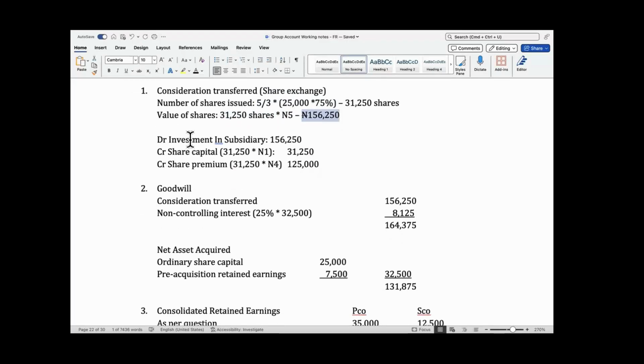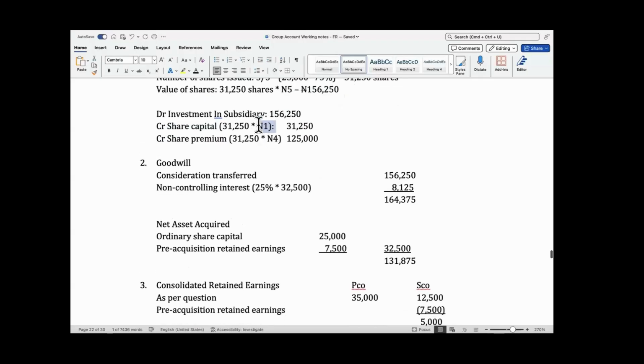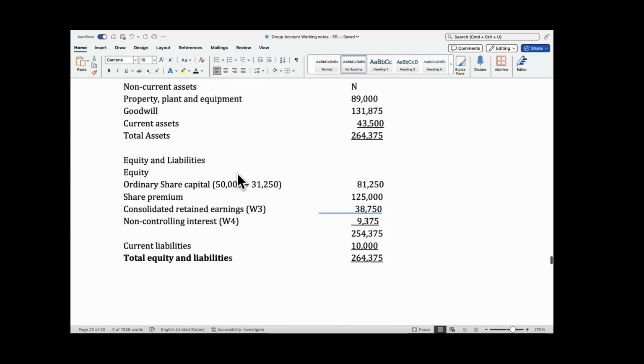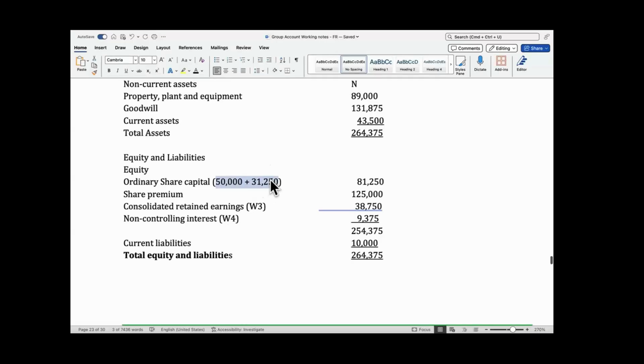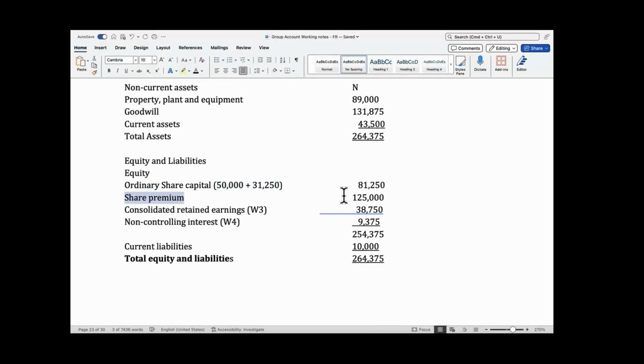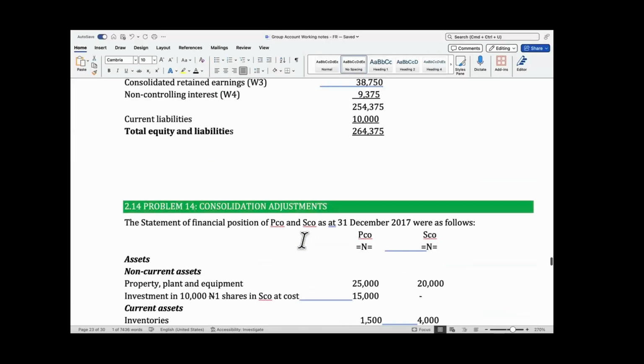Then, since it has not been recorded in his book, we figured that, okay, that will be investment in subsidiary, this amount, and the amount that goes to share capital will be at nominal value and the excess goes to share premium. And when we're consolidating, we properly added the one that goes to share capital to the share capital of the parent, and the one that goes to share premium, we presented it separately in the books. And that's just the new thing for this question.